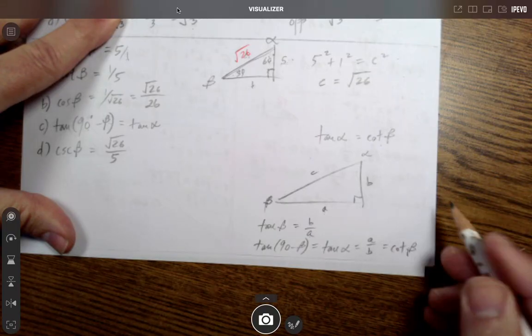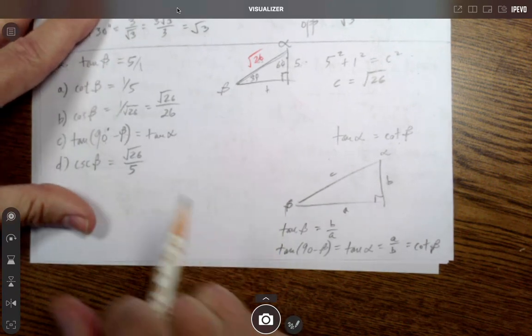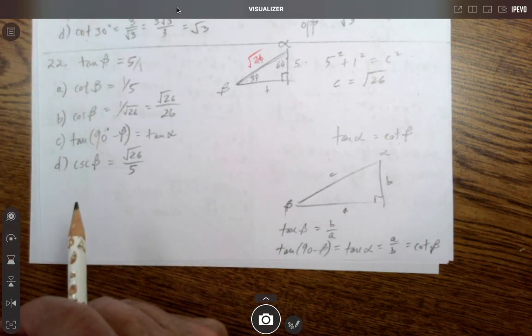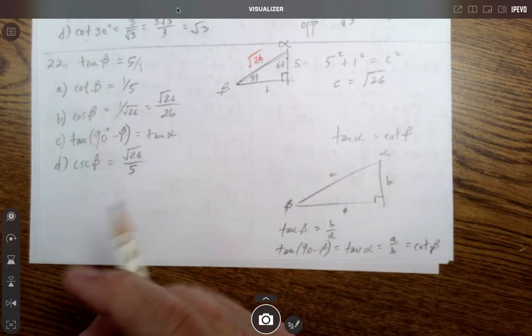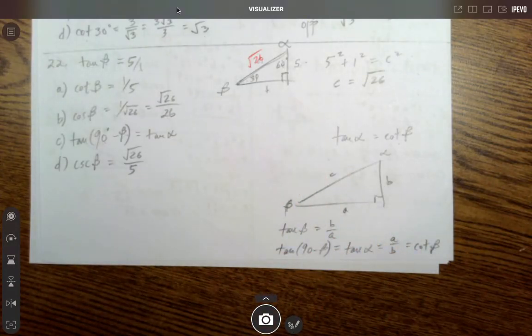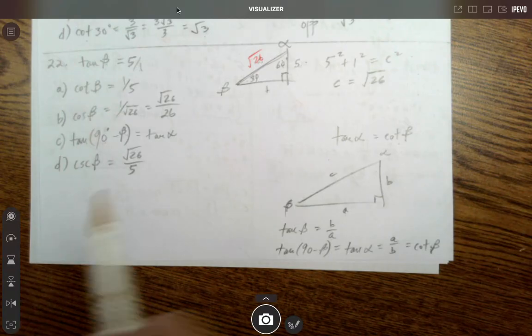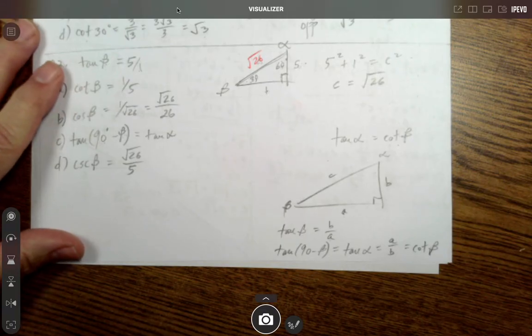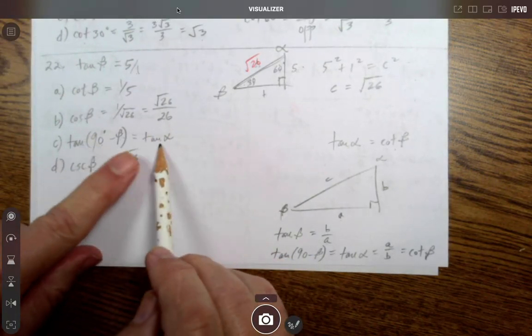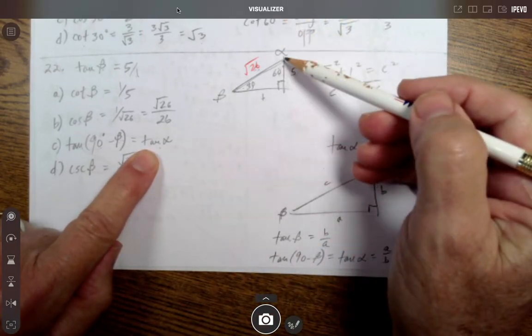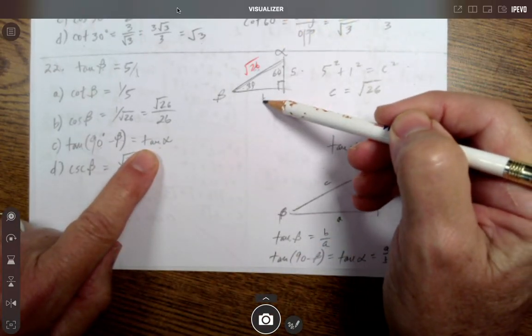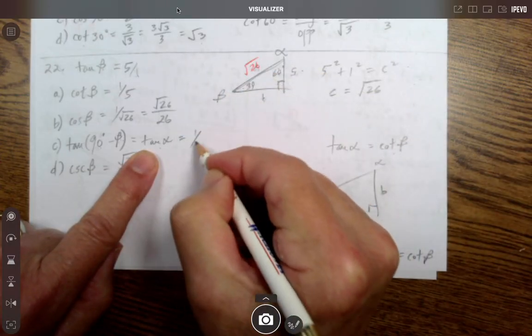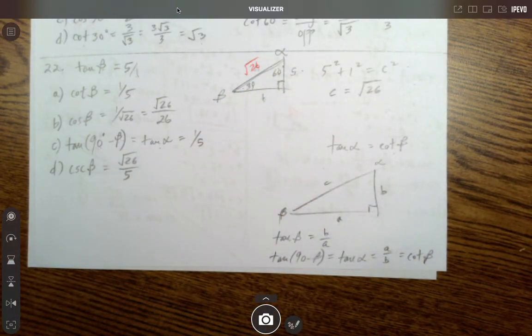So there's a lot of different ways of looking at these. And once you get the hang of it, the more you practice, it's like anything else, the quicker you can see shortcuts and other ways of figuring out problems, okay? So I'm going to do this as tangent of alpha. Now here's alpha. So tangent is opposite over adjacent, so that's 1/5. All right, so that is problem 22.